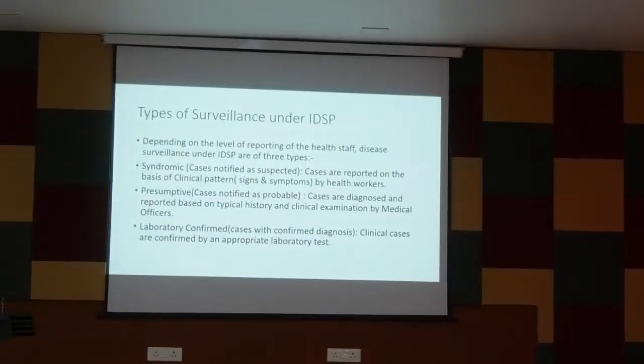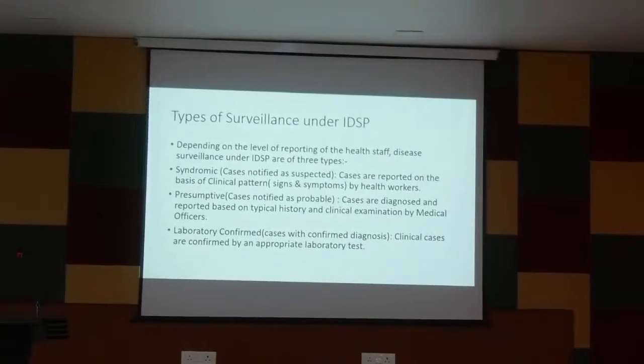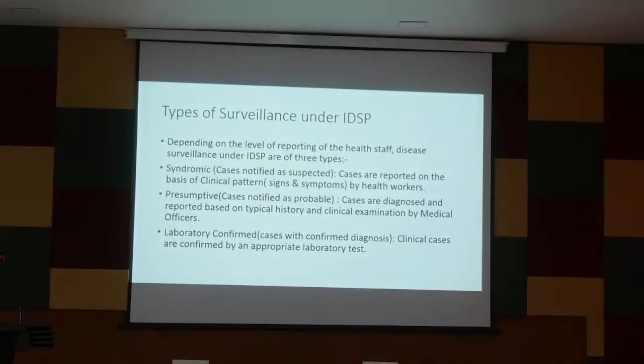Now, types of surveillance, active and passive, that I told you, but here the types of surveillance under IDSP depend on the level of reporting of the health staff. There are different categories of health staff. So, on the basis of the level of reporting of the health staff, surveillance under IDSP is of 3 types. One is syndromic, the second one is presumptive and the third one is confirmative.